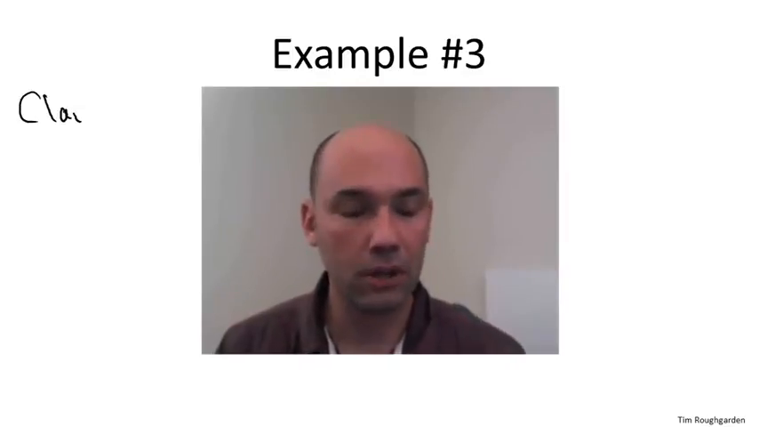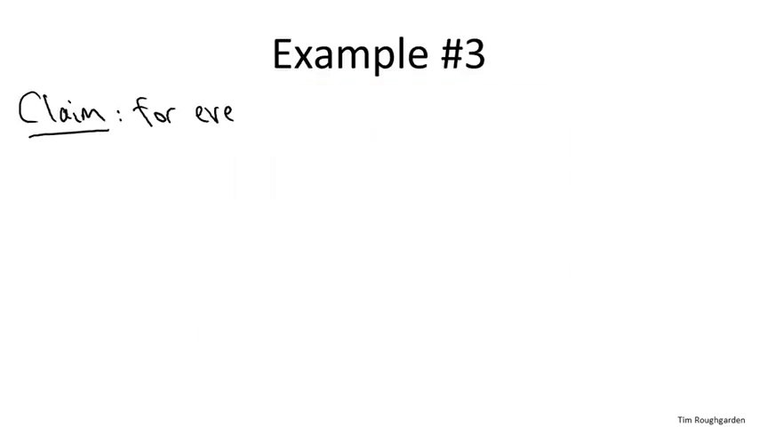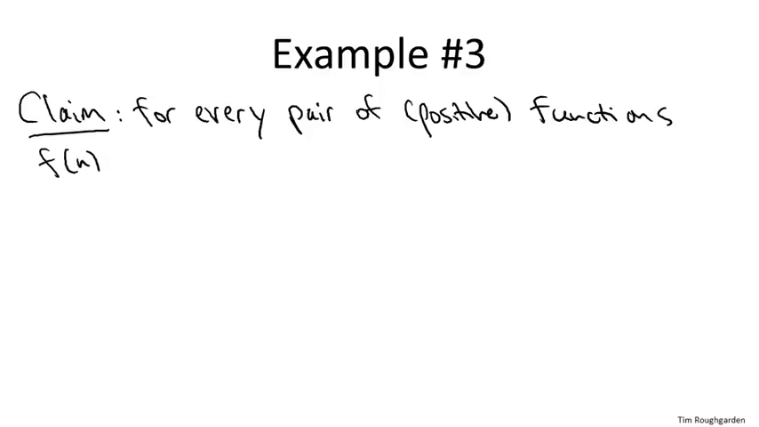So here's going to be the formal claim we're going to prove. For every pair of functions, f and g, both of these functions defined on the positive integers, the claim is that it doesn't matter, up to a constant factor, whether we take the pointwise maximum of the 2 functions or whether we take the pointwise sum of the 2 functions.